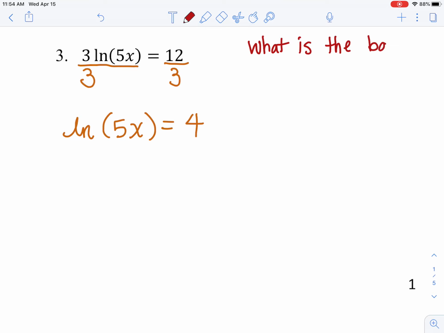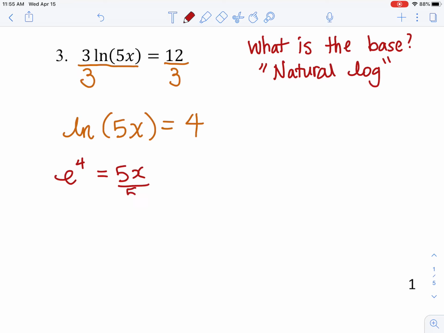Now, another good question to ask is this. What is the base here? Because, guys, we're looking at a natural log. This is a natural log. And we're going to need to know what the base is if you want to rewrite this in exponential form. And the base is going to be e to the 4th power equals what? 5x.